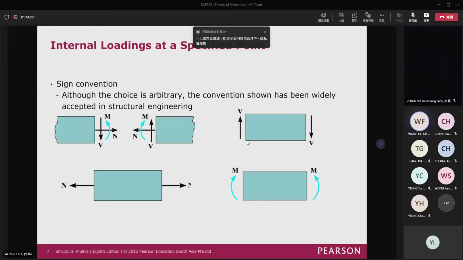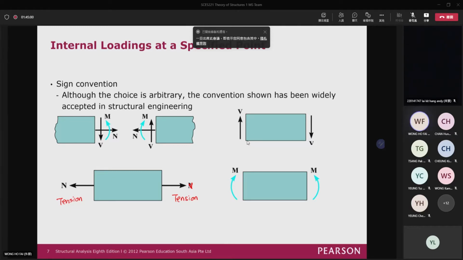So instead of using direction as positive or negative, we say that usually tension is positive normal force. Right here, you can see that when the force is pointing away from the section, it is a tension force. On the left-hand side, it's pointing to the left, on the right-hand side, pointing to the right. So both of them are tension forces for a member, and both of them are positive.